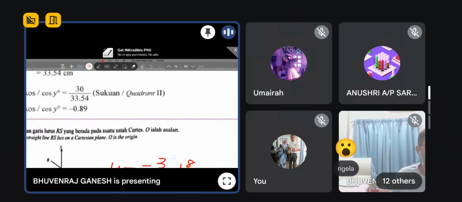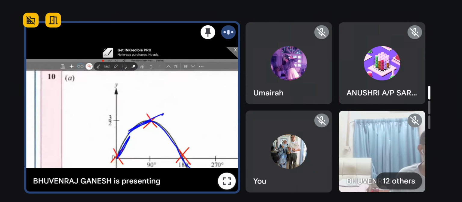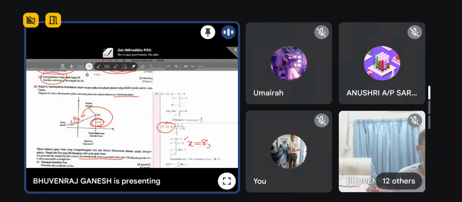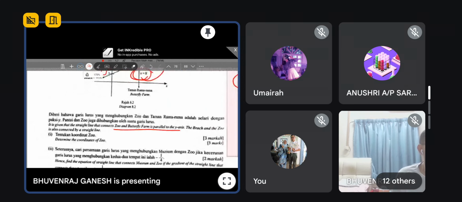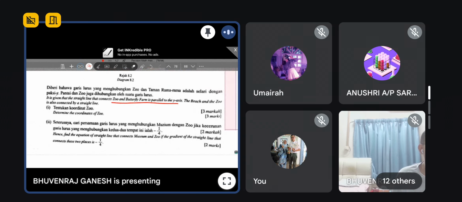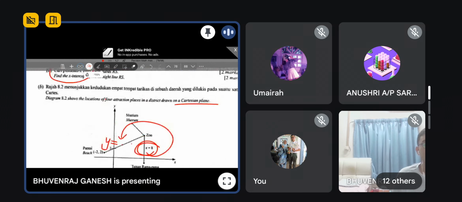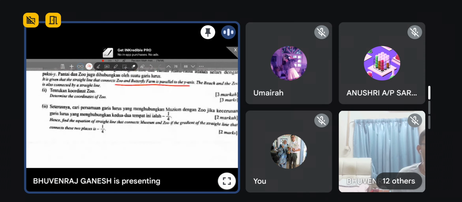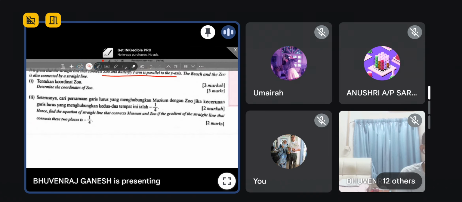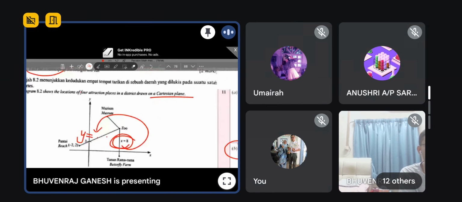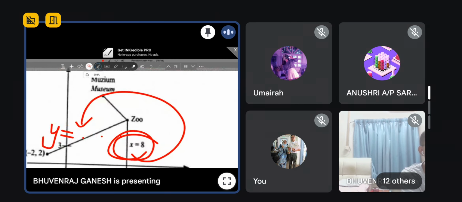Cannot use matrix lah. How to do matrix here, guys? How, you have no chance to do matrix. Okay. So now, number 2, they ask you the equation of straight line connecting museum and zoo. Okay, and then they give you one condition. The gradient of this line is negative 1/4. Means that kecerunan garis ni adalah negative 1/4.